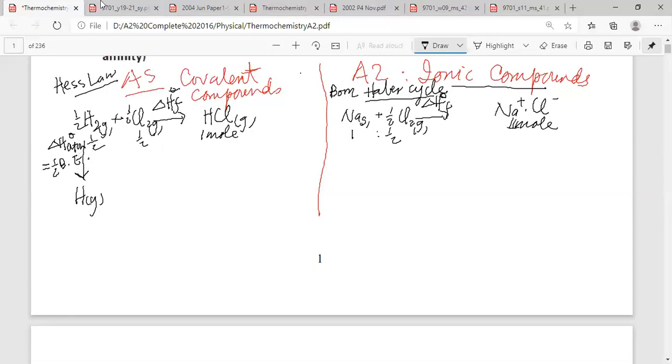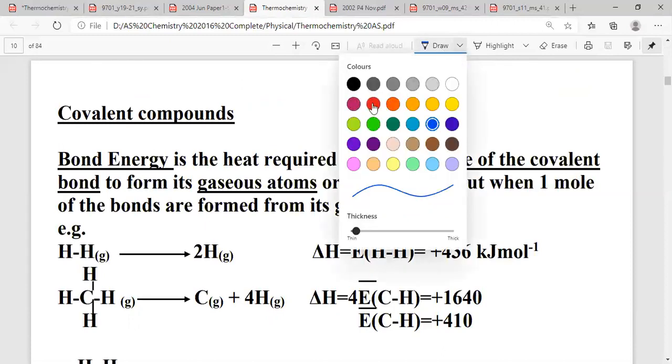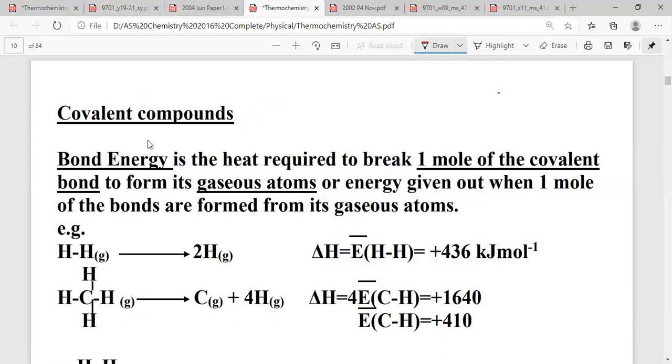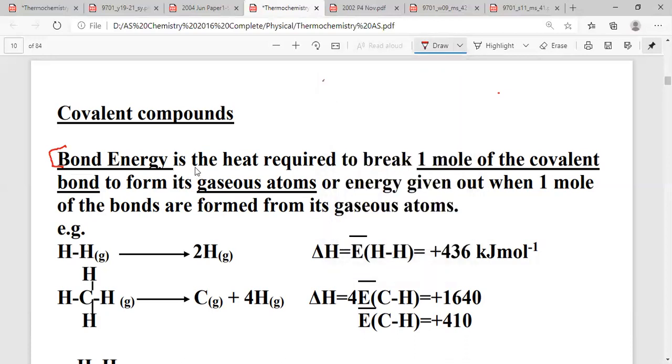Now, you refer to your AS. Here's what it says. In AS, I gave you two definitions here. I'll draw them first. So here, this is the part that you require. Bond energy is the heat required to break the bond. Required means endothermic. Very important.